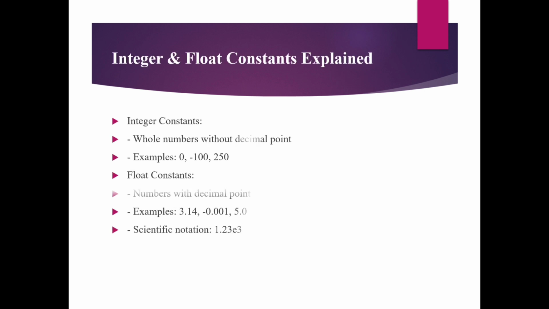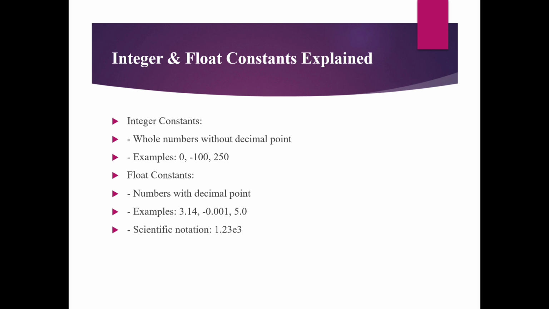Next up is integer and float constants explained. So let's look a little closer at integer and float constants. Integer constants are whole numbers. They do not have decimal points. You can write them as decimal, which is 10, octal, which is 012, where octal starts with a 0, or hexadecimal like 0xA3.